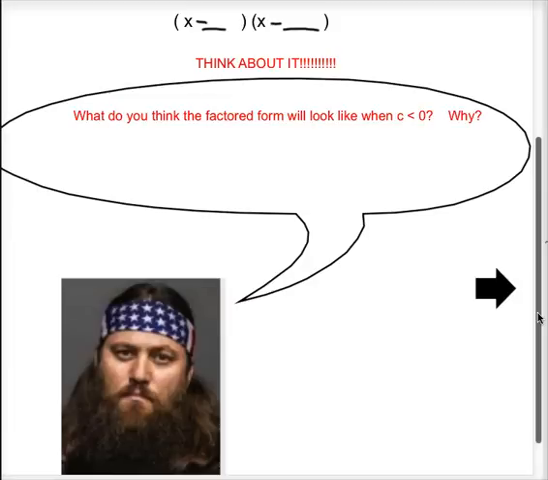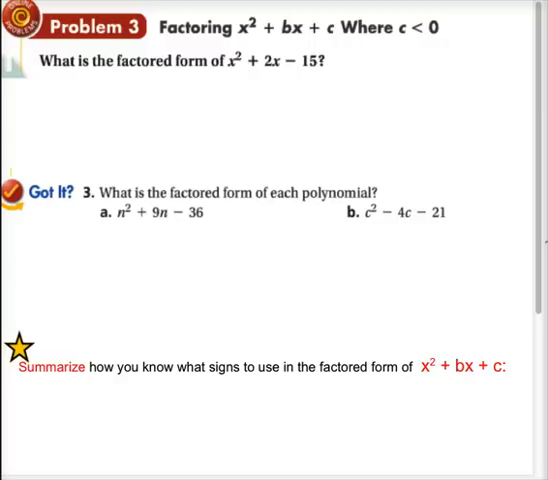Well, all that means is we're going to have x plus a number and x minus a number. It means that of the two factors we're looking for, one is going to be positive and the other negative, because that's the only way to multiply to get that constant term to be negative. So let's practice this skill. Let's take a look at how this looks.